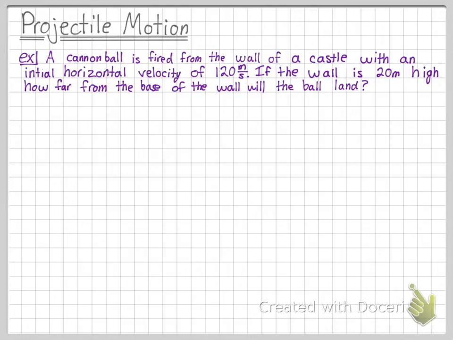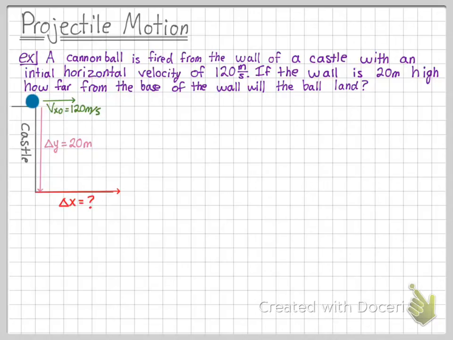A cannonball is fired from the wall of a castle with an initial horizontal velocity of 120 meters per second. If the wall is 20 meters high, how far from the base of the wall will the ball land? So it looks something like this. We have a castle where a cannonball is horizontally projected at 120 meters per second, and it is projected 20 meters above the ground, and we want to know how far away from the castle the cannonball lands.